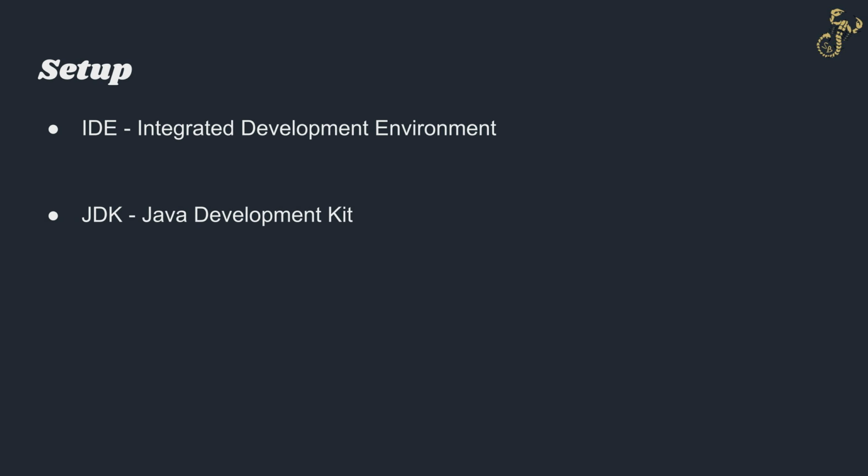Alright, so I think that's enough theory for the moment, so let's go prepare our setup. We basically need two main things. An IDE, which stands for Integrated Development Environment. This is basically a tool that will help us write, debug, and analyze our code. Also, we will need a JDK or Java Development Kit, which will help us develop the application. More on that in the last part of the video.